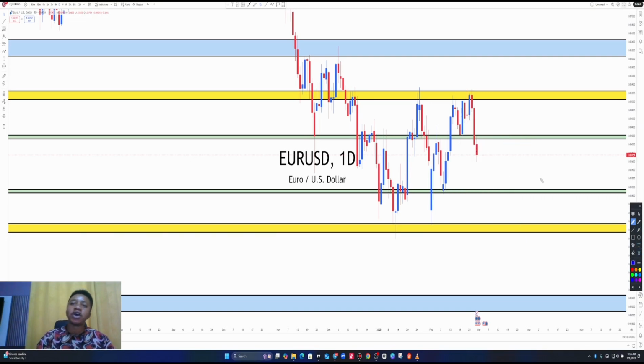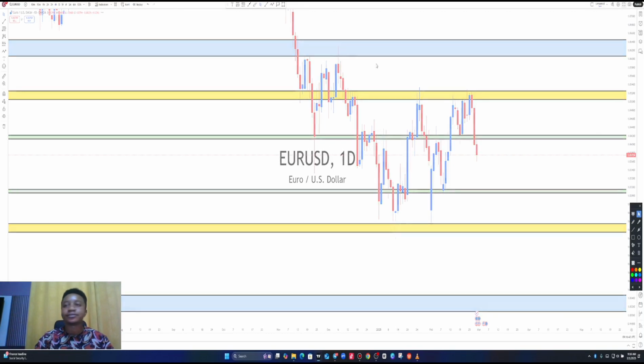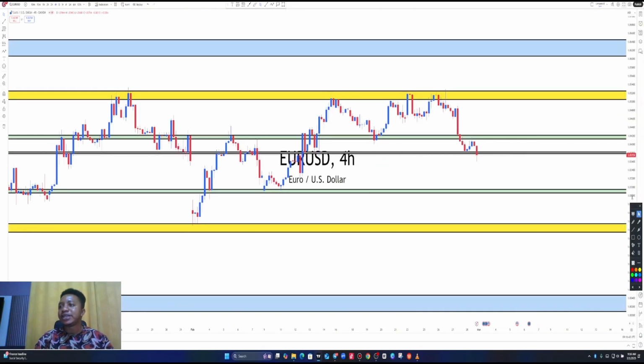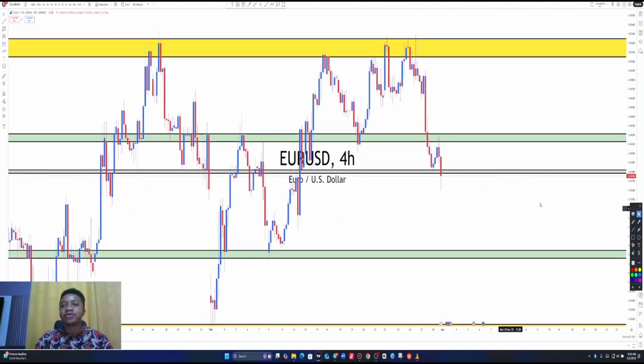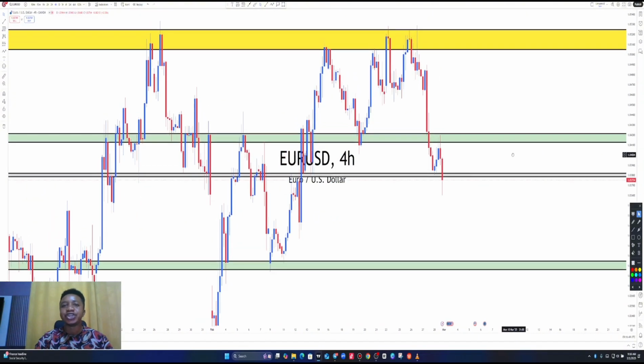All right, so let's take it all the way to the 4 hour time frame and look for a selling opportunity below this daily support level to the downside. All right, so Euro USD, we are taking it all the way to a 4 hour time frame for our entry. This is the 4 hour time frame on Euro USD. Let's put our final touch on this pair.